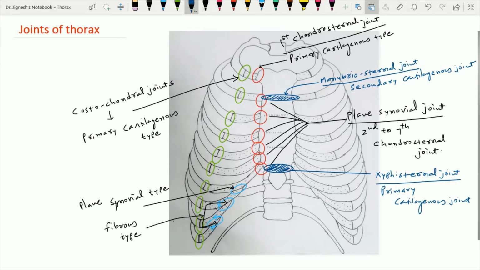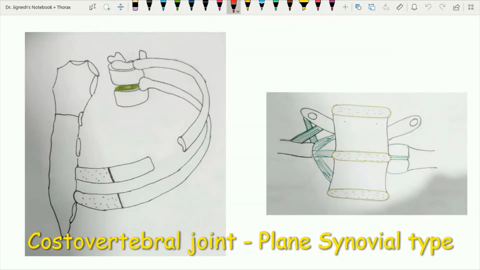Now let's see the joints which are present on the posterior aspect of the bony framework, and these are between the ribs and the vertebral column. Now let's see the costovertebral joint. The costovertebral joint is present somewhere here in the posterior aspect, where the head of the rib is going to articulate with two vertebrae.